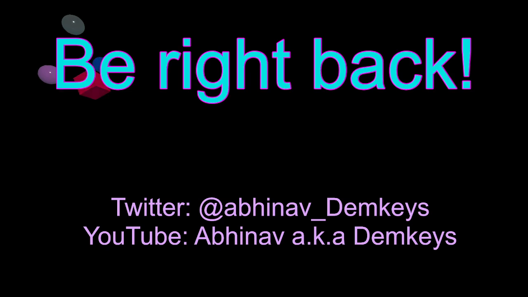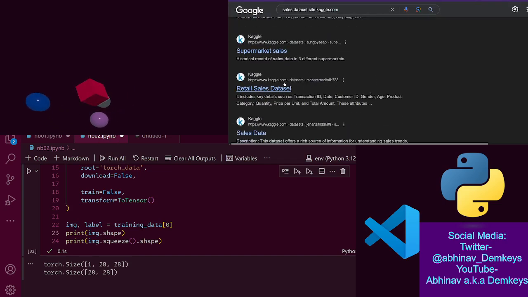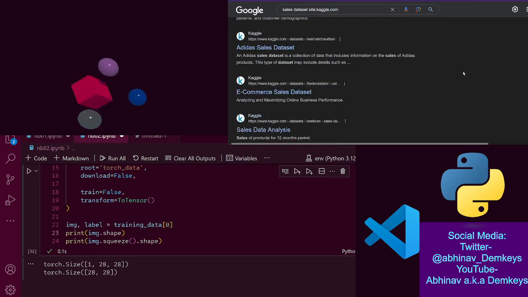Sales dataset site kaggle.com. All right. Okay. So they have a couple of things here. I've actually gotten a data set off of Kaggle before. Right. So I'm looking for something like this: transaction ID, date, customer ID, gender, age, product, category, quantity, price per unit, and total amount. Okay. Sales data. Offers so and so, so and so. Okay. Cool. Cool.